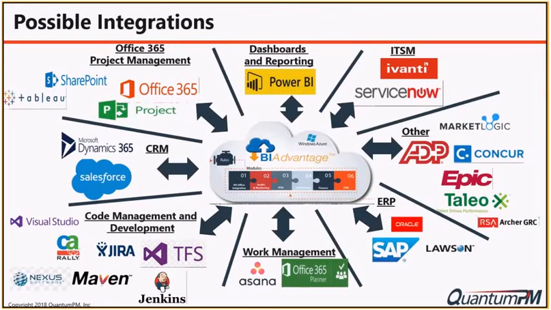Here's some other possible integrations. The work management: Asana, Planner. ERP: Oracle, SAP, Lawson, some of the big ones. Epic for healthcare, ServiceNow for ITSM. Dashboards: Power BI, or we can do Tableau too. Office 365, SharePoint, and CRM, you can use Dynamics or Salesforce. Co-promotion, TFS, VSTS, you can do that. Visual Studio, CA Rally, Maven, Jenkins, all the others. So this is very robust, and there's a lot of possibilities here in terms of how you can get the organization to hang together.